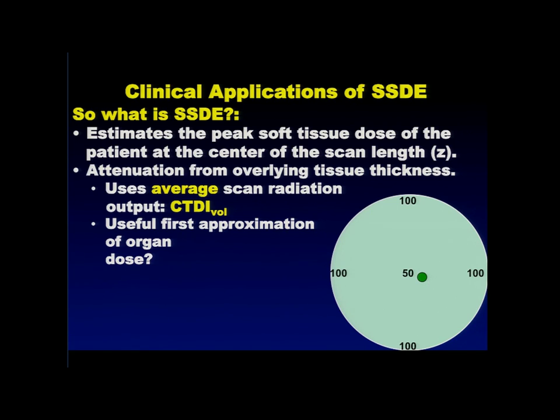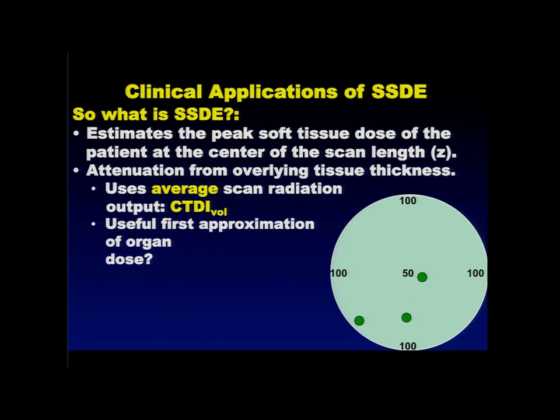Is SSDE a good approximation of the dose to that organ? What do you think? No, it isn't. Why? Well, the CTDI vol, remember, was the average dose that occurs about that distance from the center of the patient. So that small organ is going to get less organ dose than what SSDE suggests. How about that one? That organ is going to get more dose than what SSDE would suggest.